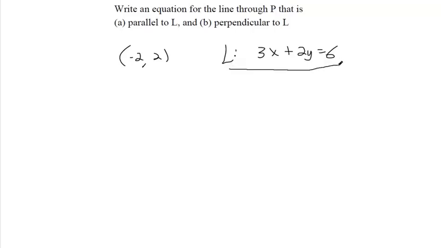So we have this line. We don't know what the slope is because we don't have it in slope-intercept form. So let's put it in slope-intercept form first. Let's get y by itself.